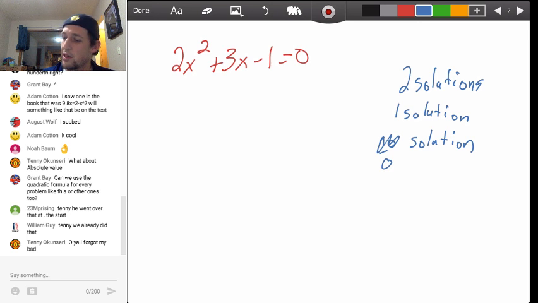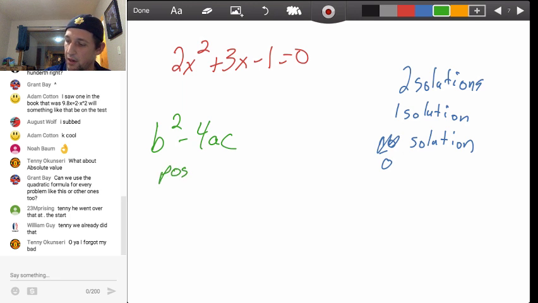Okay, so instead of doing the whole quadratic formula, all you're going to use is the b squared minus 4ac part. Okay, and after you do that math, if it's a positive number, then you're going to write 2 because you have 2 solutions on your line. If it's a 0, you're going to write 1 because you're only going to have 1 solution. And if it is a negative, you are going to write 0 because that'll have no solution.